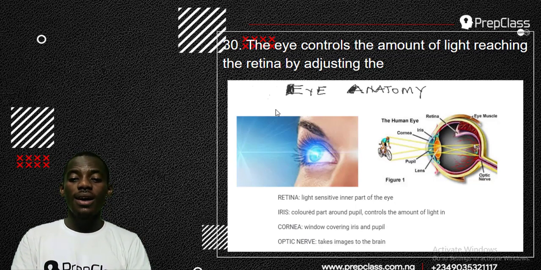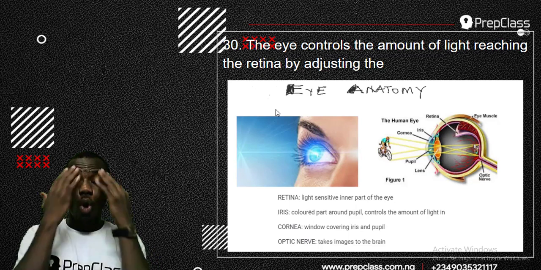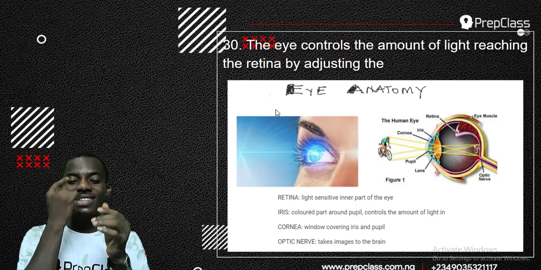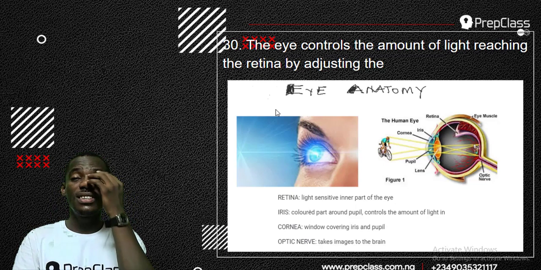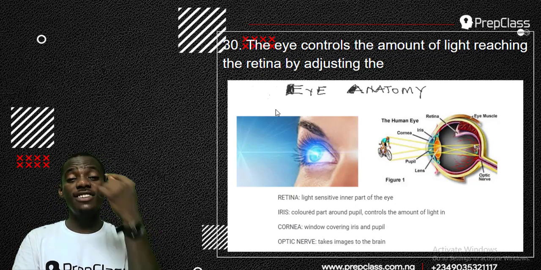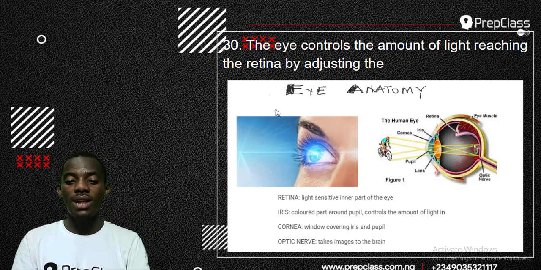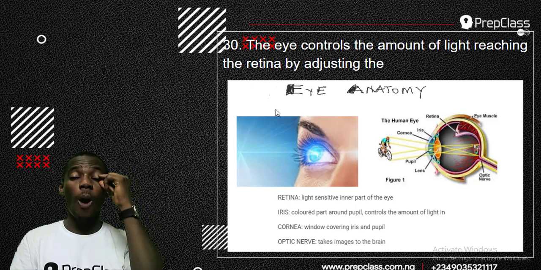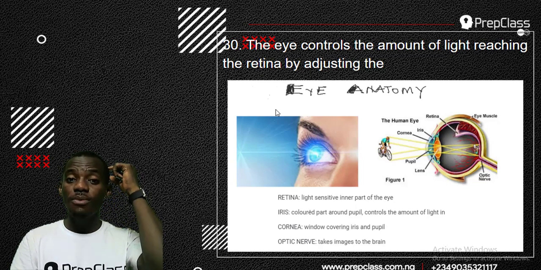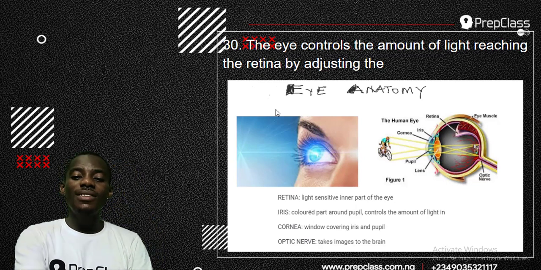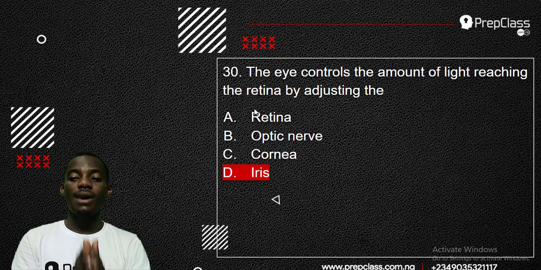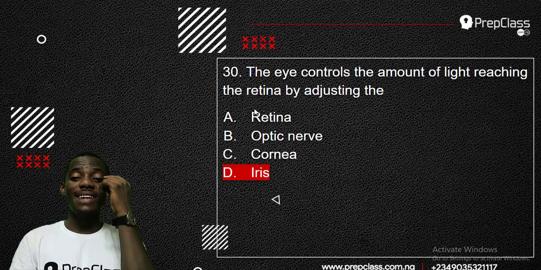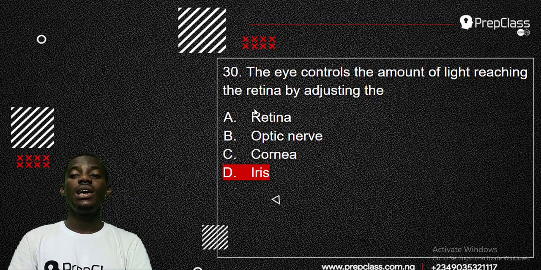The next one we have is cornea. The cornea is the window covering the iris and the pupil. The function of the cornea is just to cover, like a tiny skin that covers the iris, that covers your eyes, so that when something gets to your eye, it won't damage your eye. That's the cornea. Then we have the optic nerve, which is a link that connects your eye to your brain. It's a nerve, a link from your eyes to your brain. So the answer to that question is therefore iris. It is the one that controls the amount of light that enters your retina, and that is the answer.